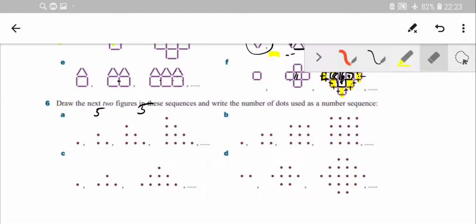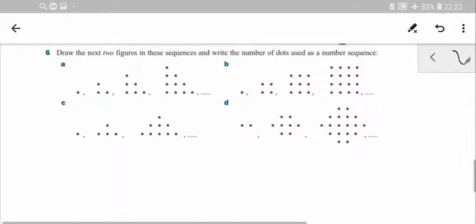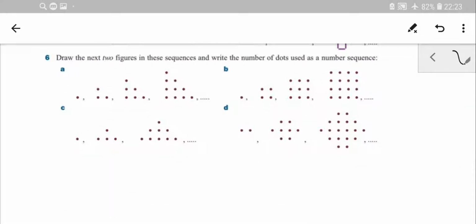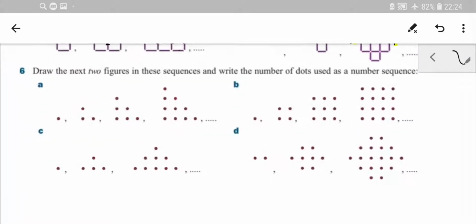And this actually really covers everything that we did in those 4 parts. All right, so draw the next 2 figures in these sequences and write the number of dots, using the number sequences. So here are the central points, and we add just the lateral side to each one. We add again on top here and here and here. So it looks like we're just adding.